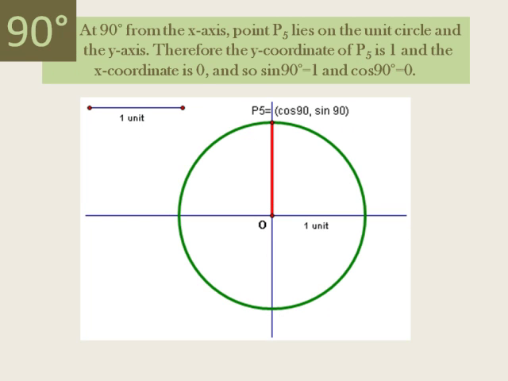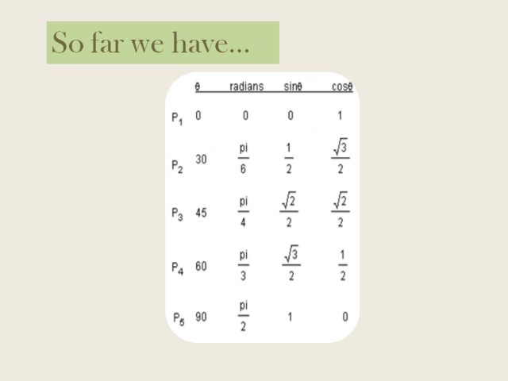At 90 degrees from the x-axis, point P5 lies on the unit circle and the y-axis. Therefore, the y-coordinate of P5 is 1, and the x-coordinate is 0. So sine of 90 degrees equals 1, and cosine of 90 degrees equals 0.